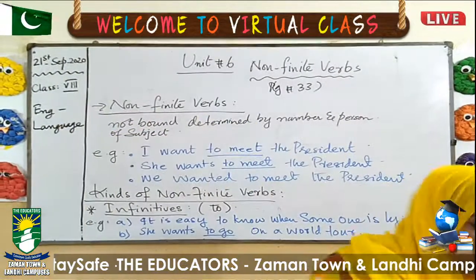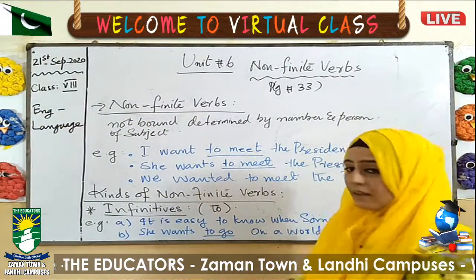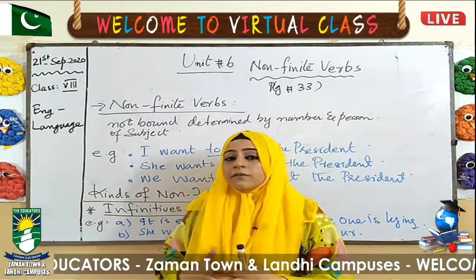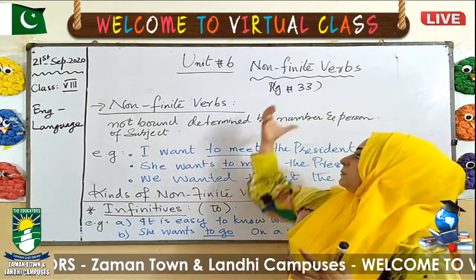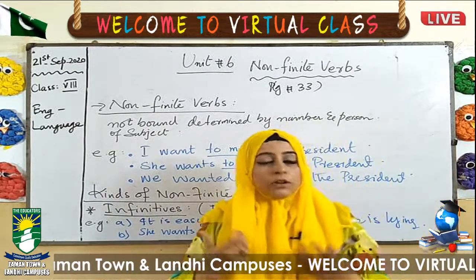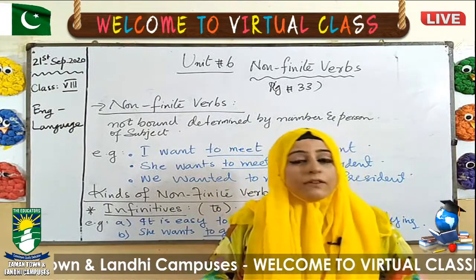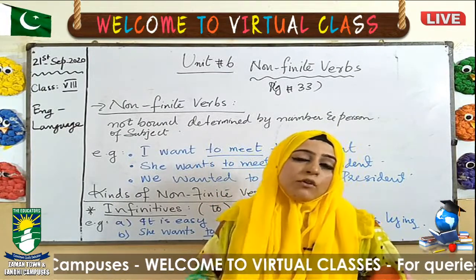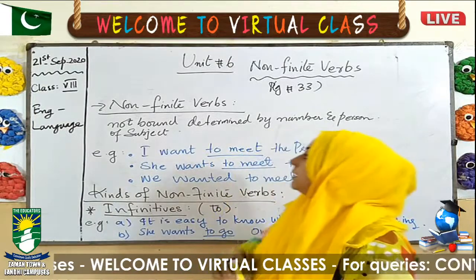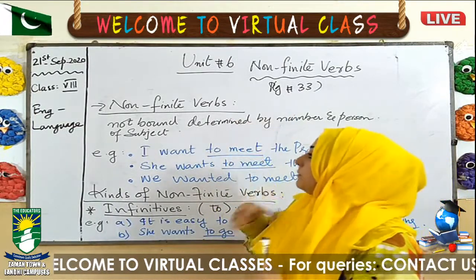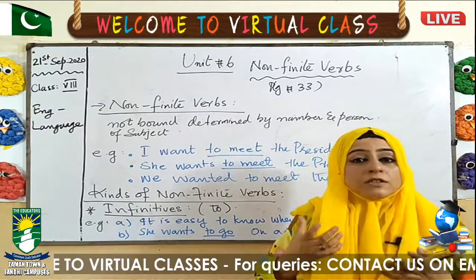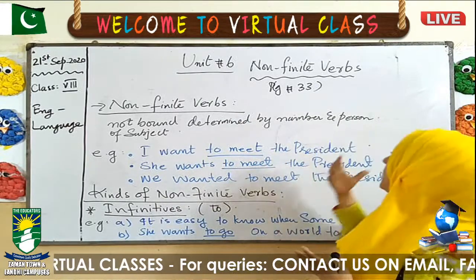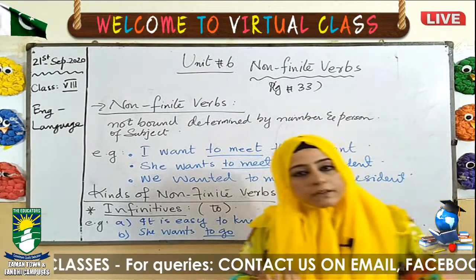Okay, now students, let's start the unit. First we will understand what the meaning of non-finite verbs is. As we have learned about be verbs, like present and past, now this time we are having non-finite verbs. What does it mean? Non-finite verb means a verb whose form is not bound or determined by the number and the person of the subject.